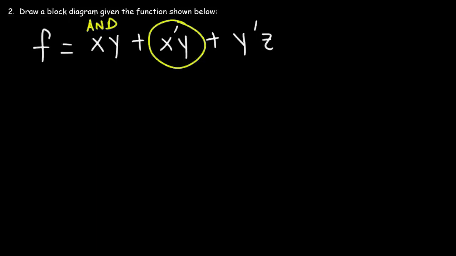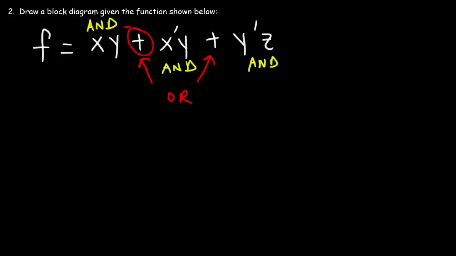Here this is another product term. So we're going to use another AND function to connect X prime with Y. And we need another one to connect Y prime with Z. So we need 3 AND logic gates. Now we could use one OR gate to basically add the 3 AND logic gates together. Because we have the plus symbol or a sum, we need to use an OR gate.